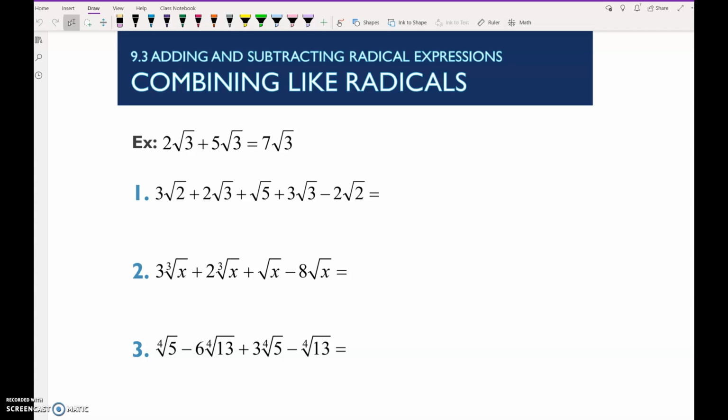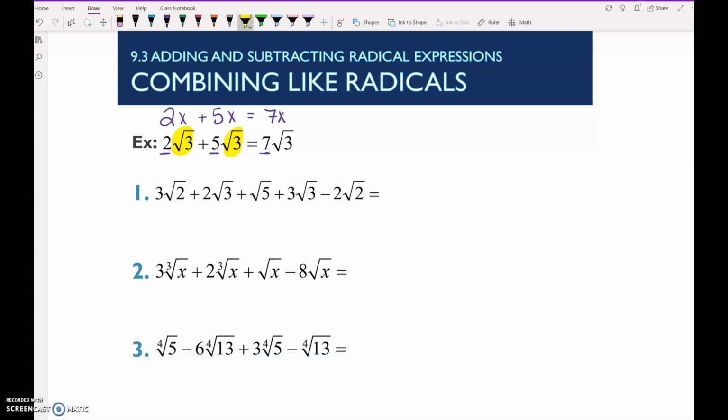Today we are combining like radicals, and honestly this looks a lot more confusing than it really is. In this first little example, we've got 2 times the square root of 3 plus 5 times the square root of 3. Because the square root of 3 and the square root of 3 are exactly the same, we can add the 2 plus 5 to get 7. Basically, it's 2 chocolate chip cookies plus 5 chocolate chip cookies equals 7 chocolate chip cookies. It's also the same as 2x plus 5x equals 7x, but instead of an x, it's a square root of 3.